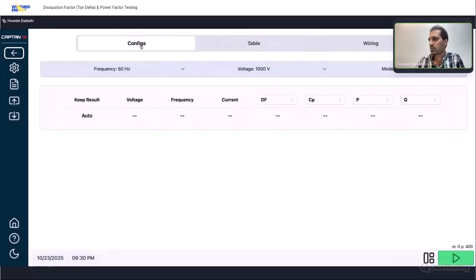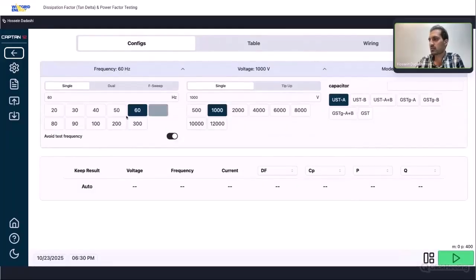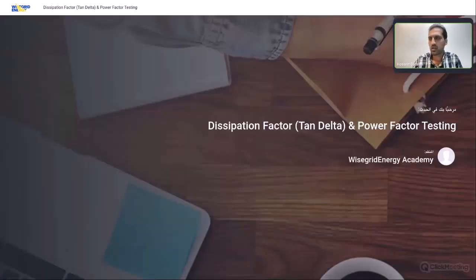Also, you can use different test methods like frequency sweep or tip-up tests. Okay, let's go back to our presentation.